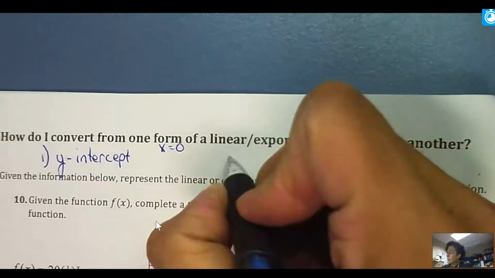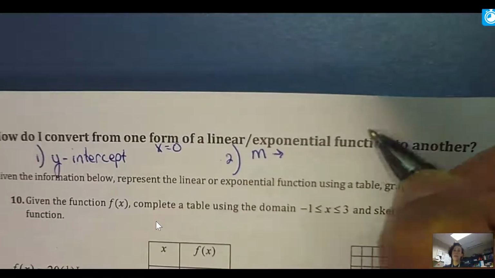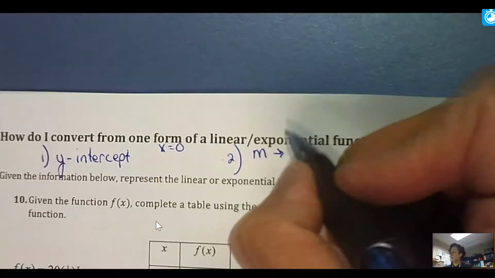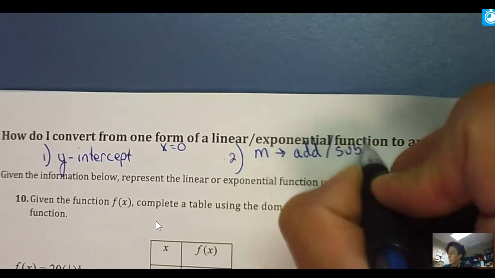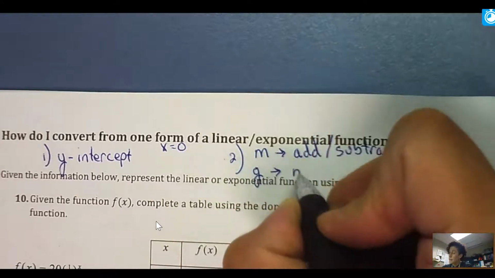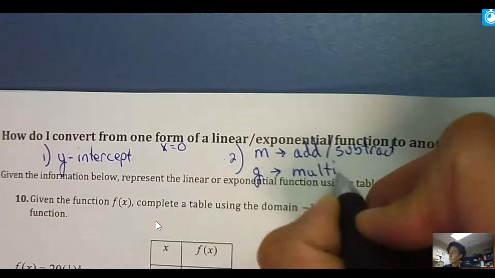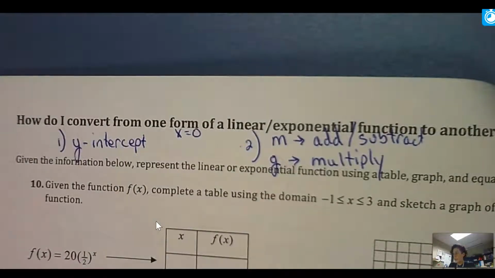The other thing you're going to need to know is your slope. And we talked about a few things. That's your rise over your run. That's the amount that you add or subtract each time. And then you might need your g, and the g is the amount that they multiply by. So those two things: y-intercept and then m or g.